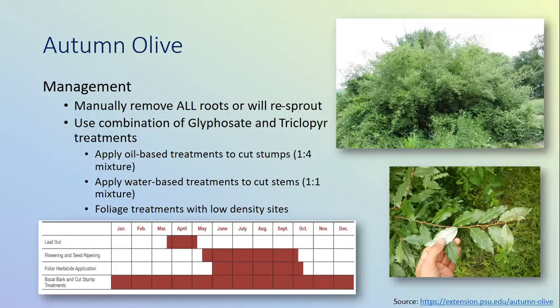So to manage these guys, again, like the tree of heaven, you do not want to remove or cut these down because they will resprout. If you find smaller ones, you can remove them, but you want to try to get all of their roots, otherwise they'll resprout and you'll be continuing to have to manage them. They recommend a combination of glyphosate and triclopyr treatments. You can do an oil-based treatment on a cut stump or a water-based treatment on cut stems. And if you have a low density site, you can even do a foliage treatment.